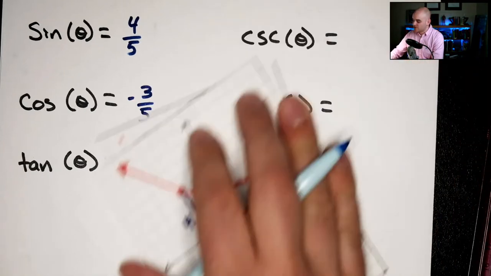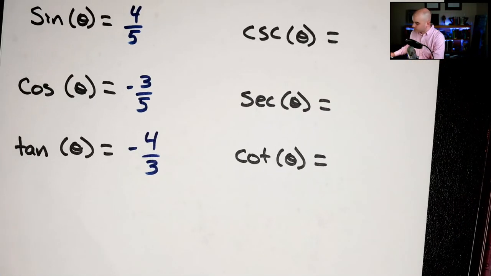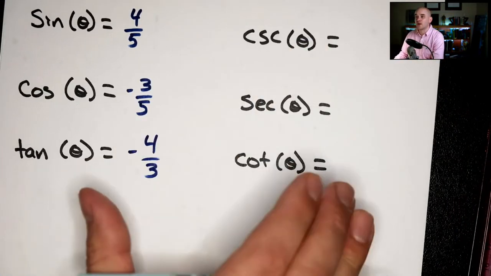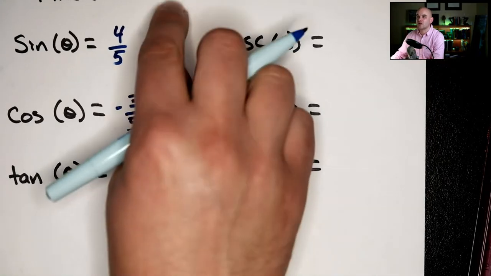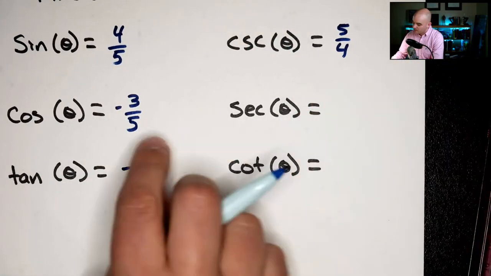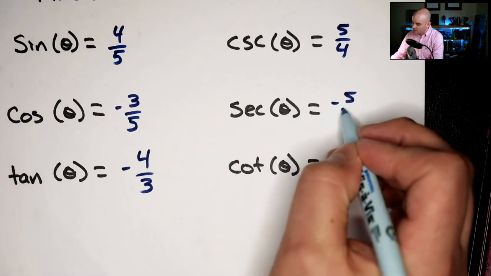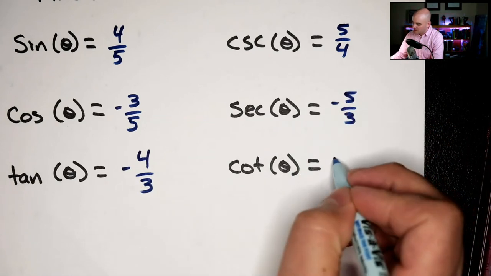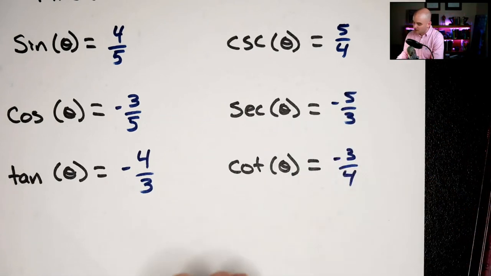Now let's figure out the reciprocal ratios. The nice thing about doing the reciprocal ratios when you line them up like this is all you have to do is flip these fractions. So I get 5/4, I get -5/3, and then I get -3/4. Notice something here. Whenever we do the reciprocal ratios, they have the same sign. That comes in handy later on.